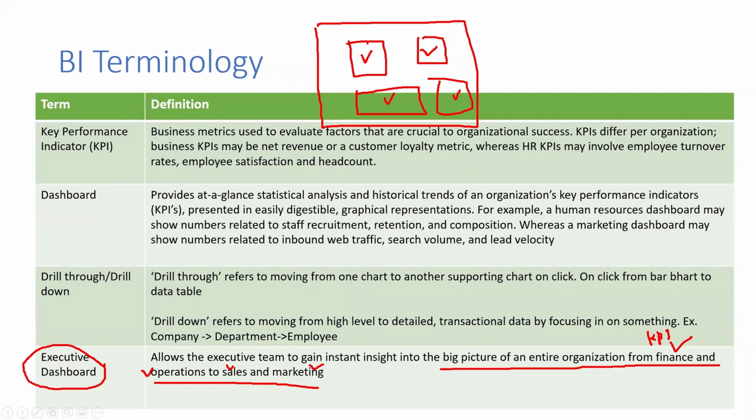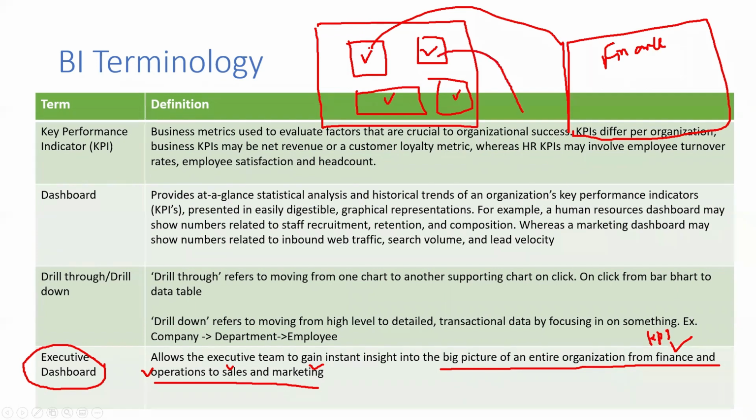For example, when you are in the finance KPI and you click on this, it opens a new dashboard for you, which is completely focused on finance, if someone is interested in details. Similarly, drill through from this will take you to another dashboard, which is for operations.